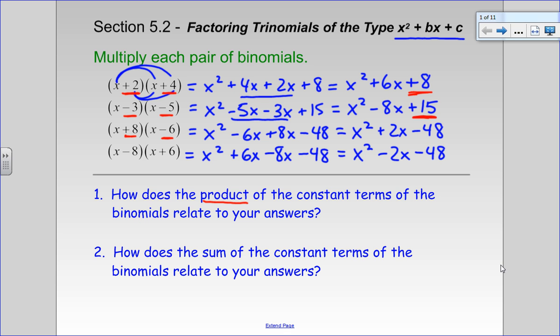Positive 8 times negative 6, again, gives us the constant of our trinomial, negative 48. Negative 8 times positive 6, negative 48. So we can summarize that by saying that the product of the constants in the binomials is equal to the constant in the trinomial.